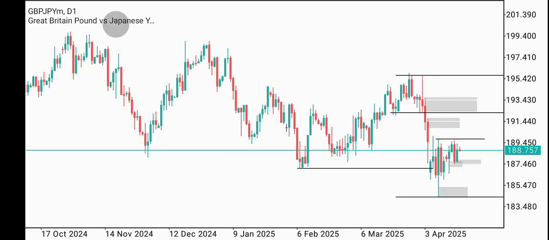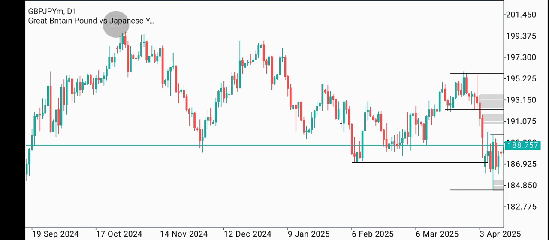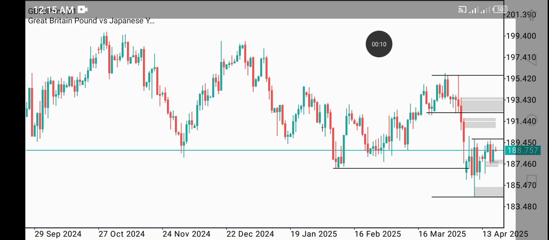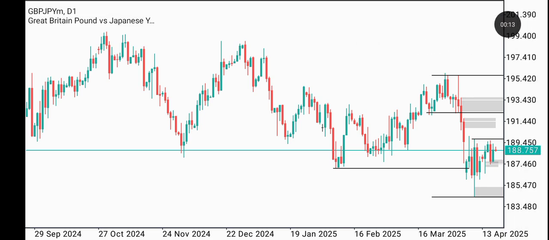Alright, welcome back again to another part analysis on GPPY. So the first thing to do in every market is to first of all figure out the current direction of the market, what we should be looking to do.